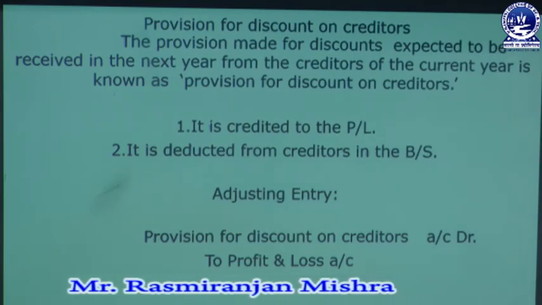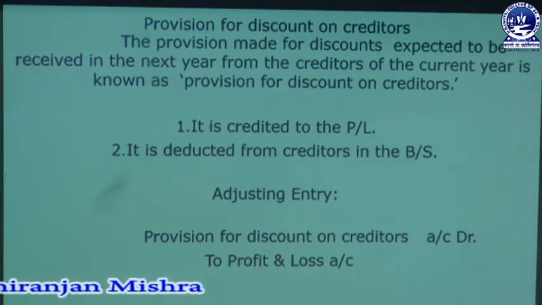So first, it is credited to the profit and loss account because the organization getting discount, that means it is one type of a gain for the organization. So being it is gain, it must have to be credited to profit and loss account. The second one is, it is deducted from the creditor on the liability side of the balance sheet.